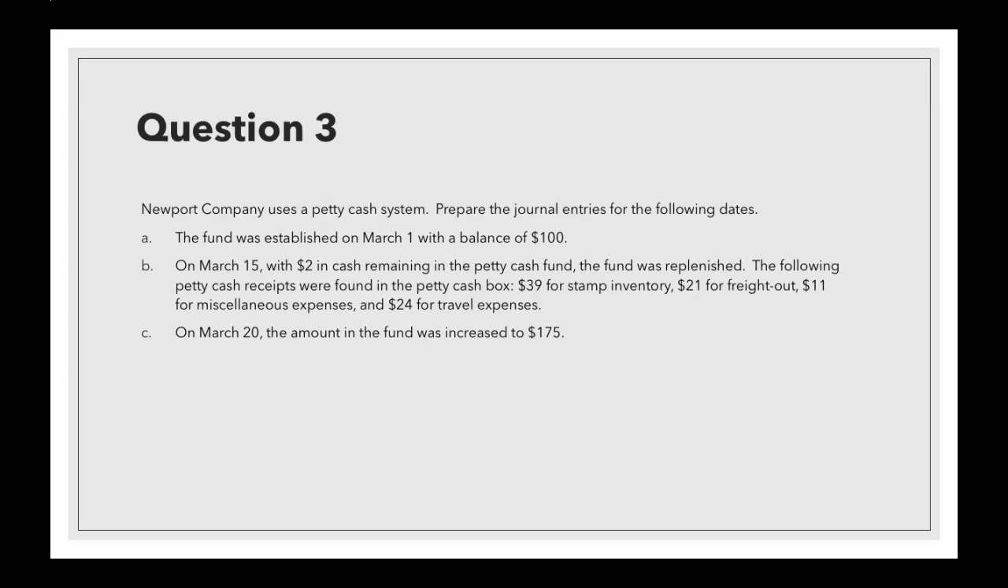So on that day, we are recording all of these receipts that we found, and then also replenishing this petty cash fund. And then a few days later, on March 20th, we want to increase the amount in the fund to $175. So first, on March 1st, when we are establishing the petty cash fund, your journal entry will include a debit to petty cash and a credit to cash.